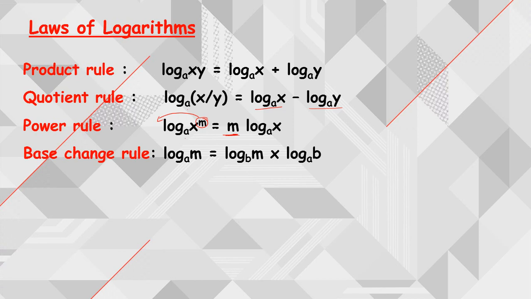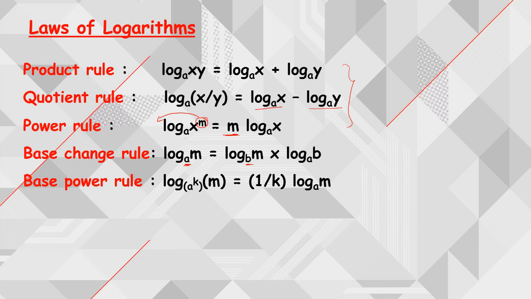Next, the base changing rule. So whenever you are having base a, if you want to change this base a to some base b, then what we can do is multiply log m to the base b into log b to the base a, right? So this is the base changing rule. In our textbook we don't have this, so no need to bother. We are having only these three in our textbook. So these are additional formulas which you can make use of, right?